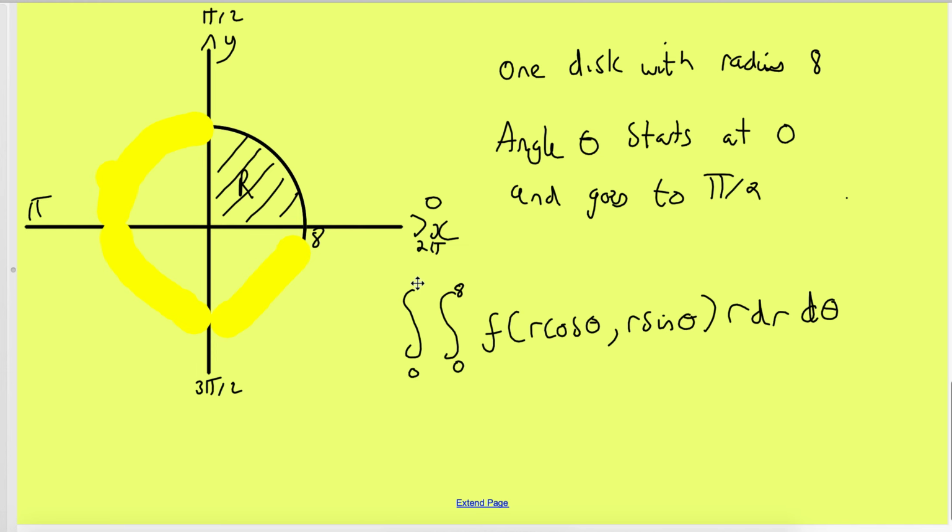And it starts at 0, so I'll just put r in. I always forget my r's. So r equals 0, then r equals 8, and theta starts at 0 this time, because that's where my region starts, and it goes all the way around to pi by 2. So those are my limits for my integration. I just wanted to talk through how you get those limits.